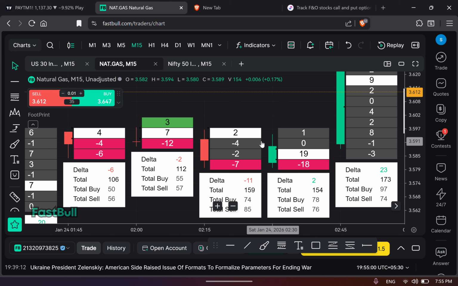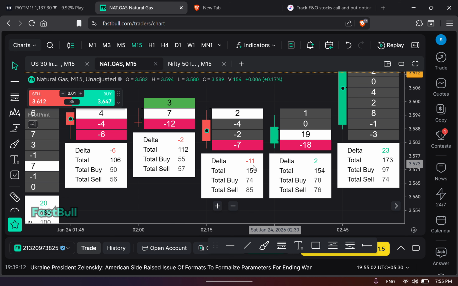So here it is negative 11. Total buy is 74, total sell is 85. 74 minus 85 is minus 11. So sellers are in control. You have to understand the delta value, how it is coming. It is always total buy contracts minus total sell contracts. That is the particular candle's delta value.